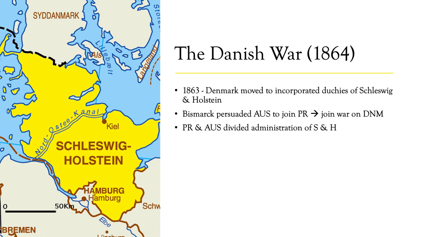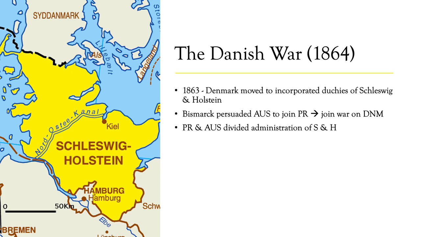So this is an opportunity that Bismarck uses for war, right? Bismarck did not necessarily provoke Denmark into making this move, but since Denmark did make this move, this is a great excuse for Bismarck to go to war. So Bismarck persuaded Austria to join Prussia in a war against Denmark, again arguing that Prussia and Austria needed to team up to protect German identity and German pride.